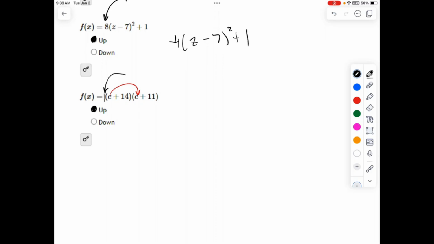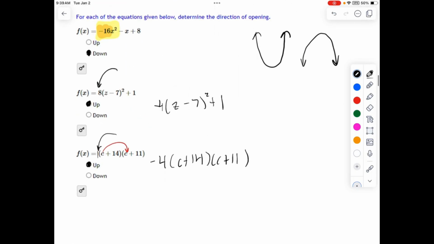Same thing as if vertex form was happening. If you had a 4 out front, positive or negative, if it's positive, it's going up. If it's a negative number, it's going down. So when it comes to direction of opening, you really only have to look at the very front number. Is that positive or negative? That's going to be the big thing that determines direction of opening.